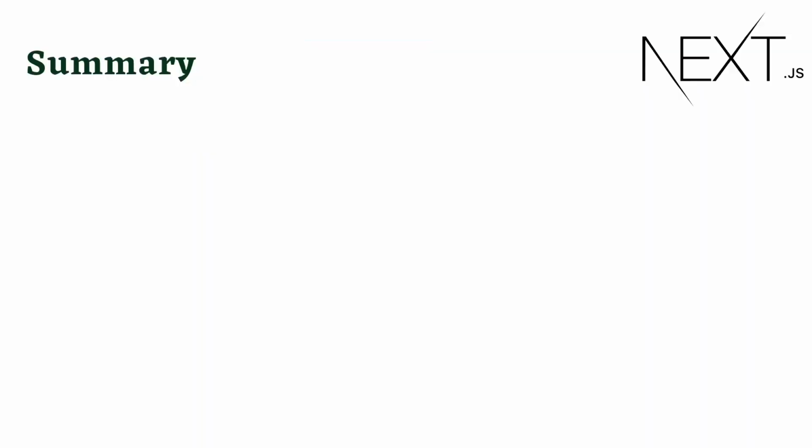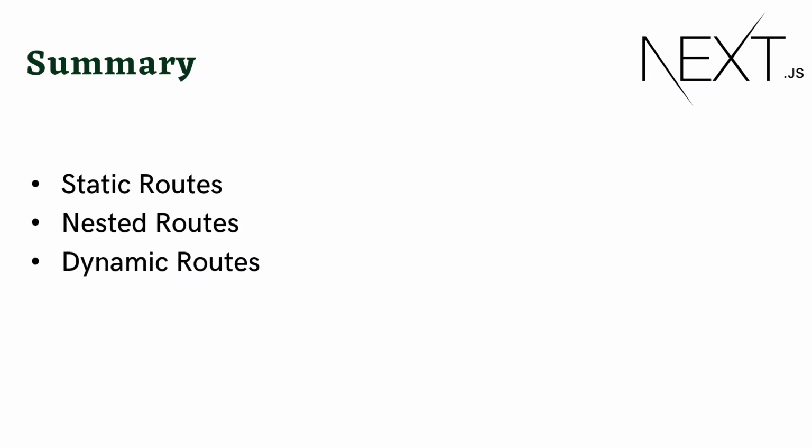So now let's see the summary of what we have built. We have learned about static routes, nested routes, dynamic routes, and slug routes. So now we have learned everything about file-based routing, and we have also created the project as the bookstore application with routing. So now we have covered file-based routing inside this video.